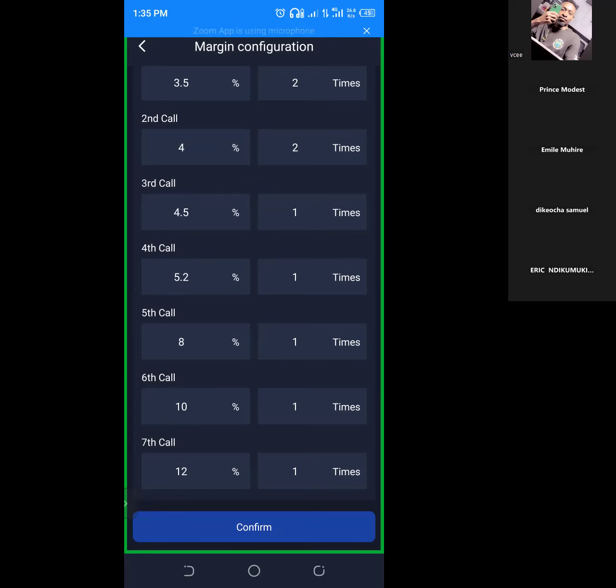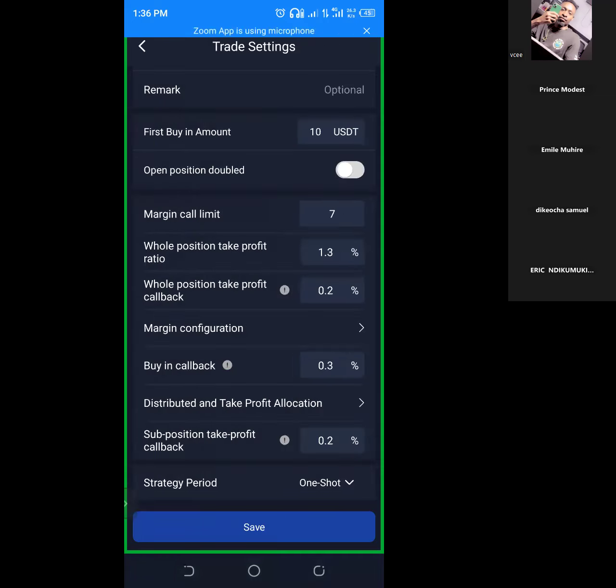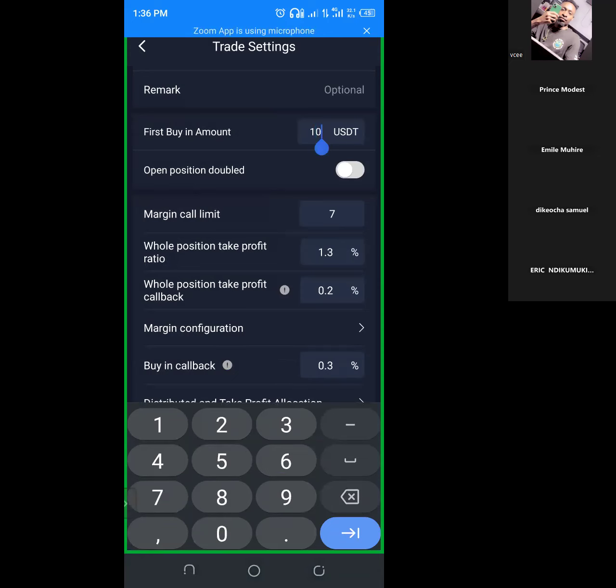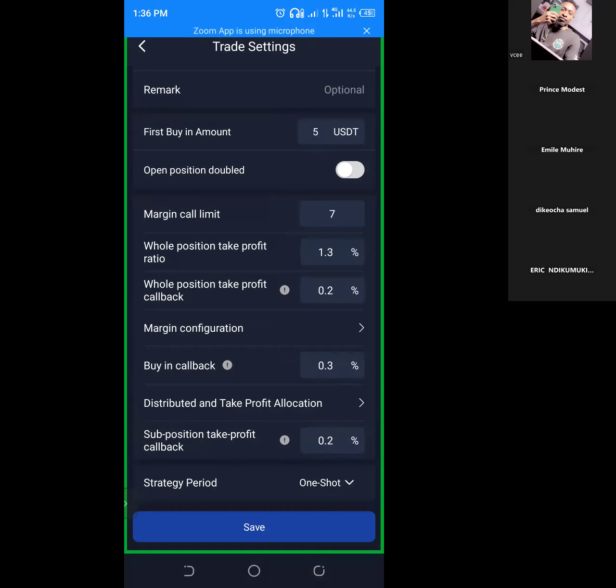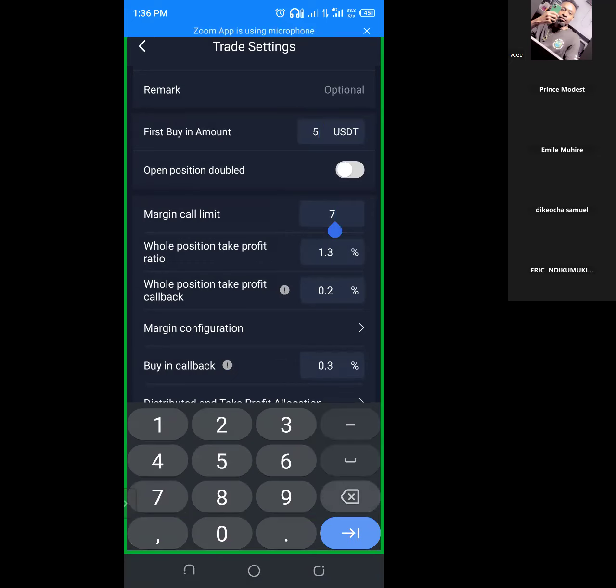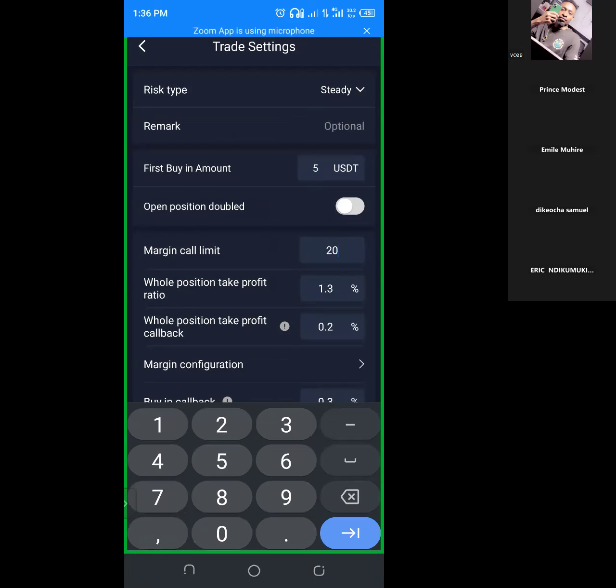When you have 19 times of buy left, you'll be able to multiply your drops. Now, on the first buying amount, you put 5. Great. Then you enter the margin configuration. You have 19 times of buy left. No, don't change.